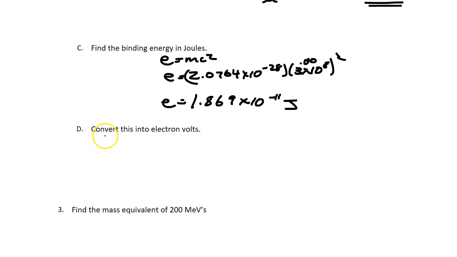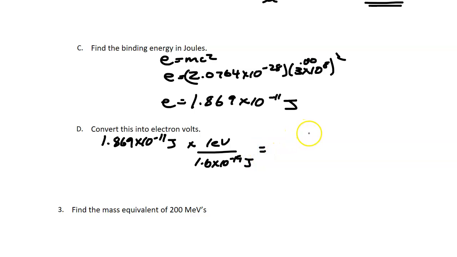Lastly, with this question, we're asked to convert this to electron volts. And again, keeping this answer, 1 electron volt is equal to 1.6 times 10 to the negative 19 joules, which gets you 1.17 times 10 to the 8 electron volts, or we could write that as 117 mega electron volts.